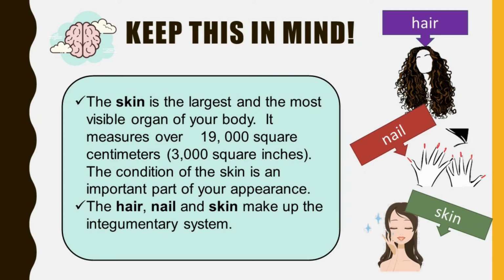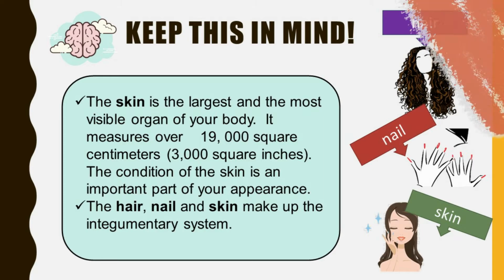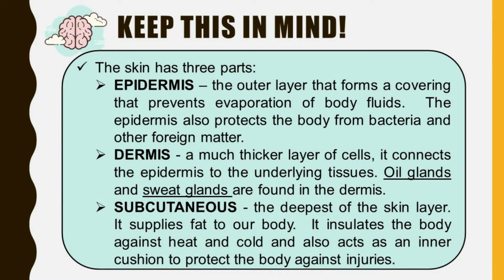Now kids, it's time to grab your notebook and your ballpen and list down these important details. The skin is the largest and the most visible organ of your body. It measures over 19,000 square centimeters or 3,000 square inches. The condition of the skin is an important part of your appearance. The hair, nail, and skin make up the integumentary system. The skin has 3 parts.